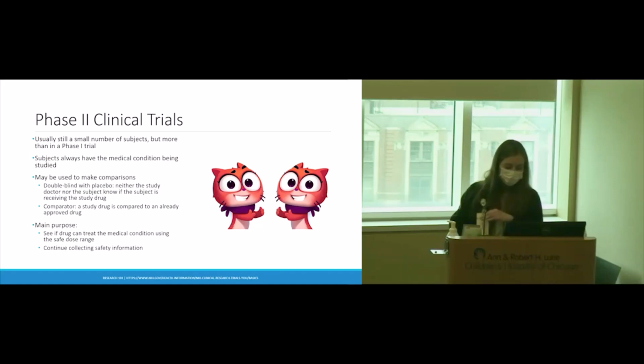In phase 2, the main questions that we are trying to ask are to see if a drug can treat the medical condition using the safe dose range, and then also continuing to collect safety information. That's something that you will see throughout all the phases, is that we're always collecting safety information so we can continue to know how safe a drug is or if safety changes over time as we learn more and collect more data.